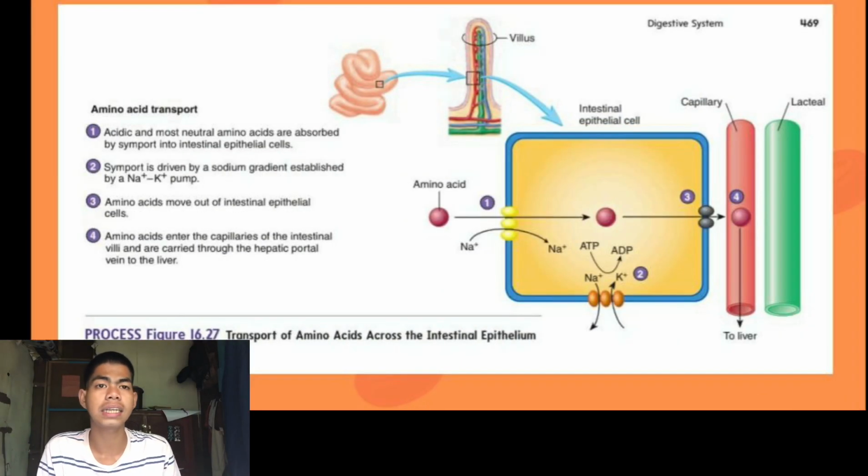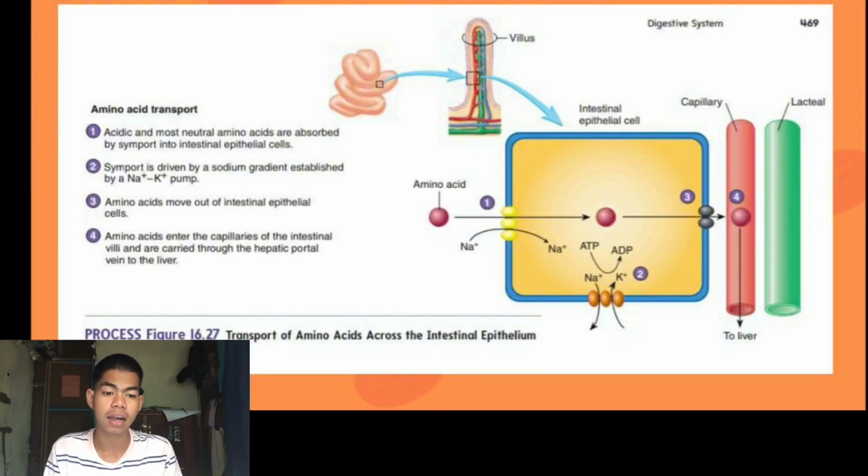Next, figure 16.27, transport of amino acids across the intestinal epithelium. Finally, this figure shows how amino acids, which come from protein digestion, are absorbed. Amino acids enter the intestinal epithelial cells together with sodium, using a transport protein. Again, this process is powered by the sodium-potassium pump.